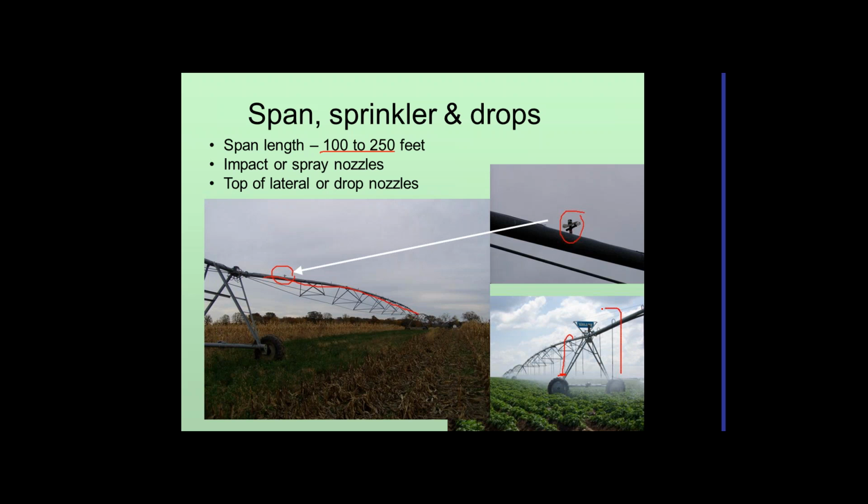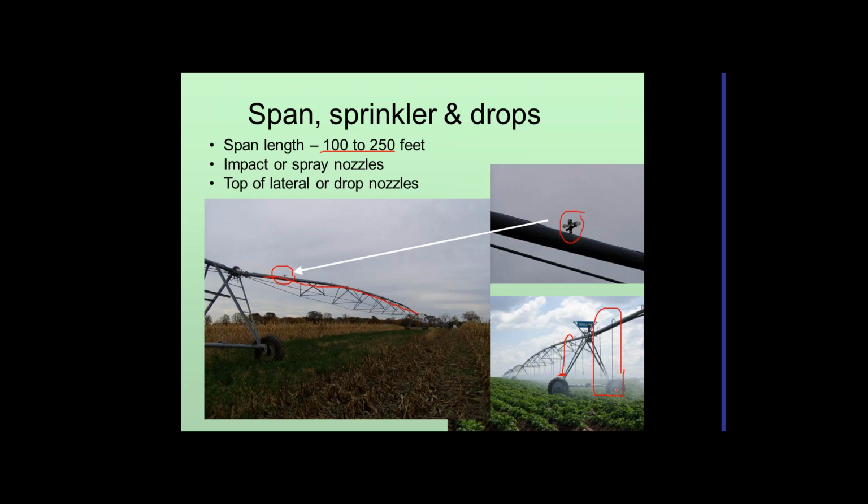This one over here is showing a drop nozzle. The object of a drop nozzle is to get it down closer to the ground so it spends less time in the air, to reduce both loss because of wind and loss because of evaporation. Here in Wisconsin, we don't have a lot of evaporation loss. We can have wind loss, but typically not a lot of evaporation loss.